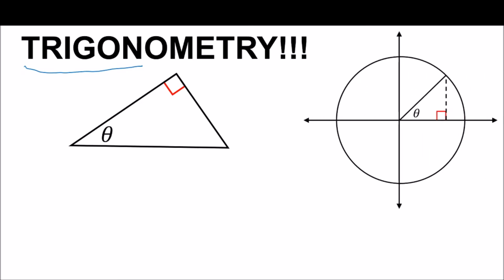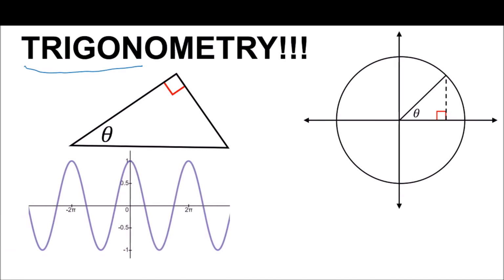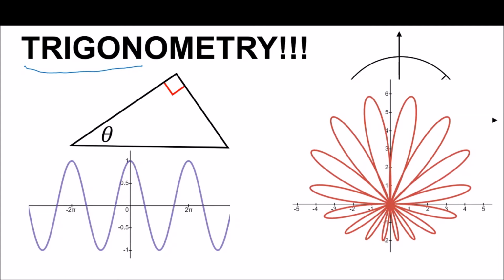So trigonometry has something to do with circles, or weird graphs like this. See, it looks kind of like a wave. It's wavy, right? So trigonometry has something to do with waves. Or you can even make some super weird graphs like this one using trigonometry. I mean, what is going on there, right?